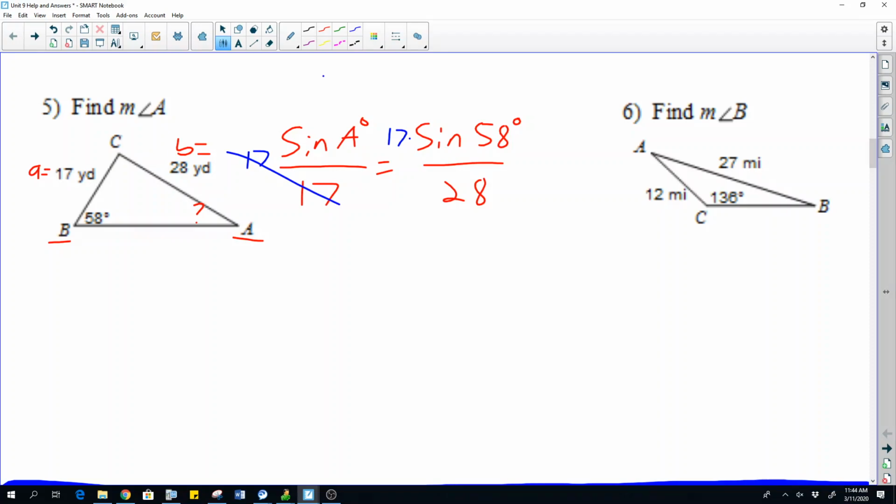So then if we're trying to quarantine A and solve for A, get A by itself, we're going to go inverse sine, because that's the opposite of sine. And so now we're going to inverse sine this whole thing. And that'll get us our answer.